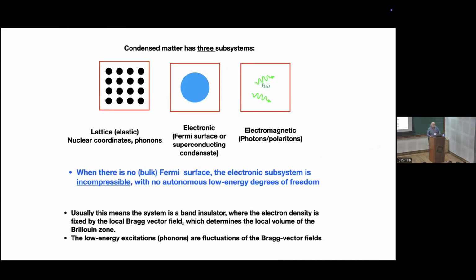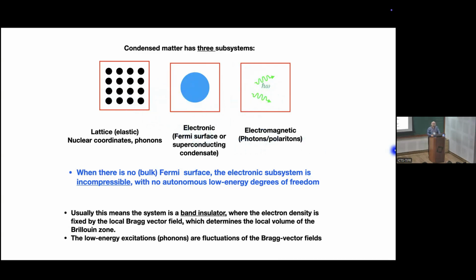Okay, so let's just go through that. Let's look at the quantum Hall effect again. Condensed matter has three subsystems: the lattice, something to do with the Fermi surface, the electronic part, and the electromagnetic part. In incompressible electron systems, the electronic system is gapped. So the only low energy degrees of freedom are the lattice or electromagnetism: lattice phonons and photons or polaritons.